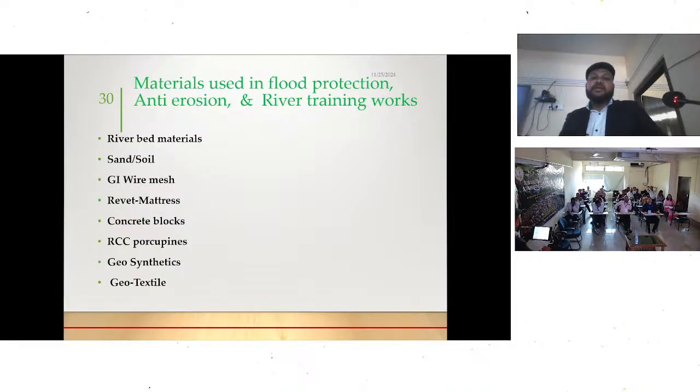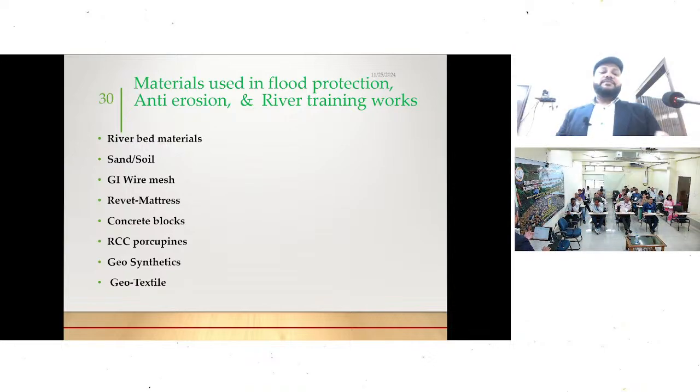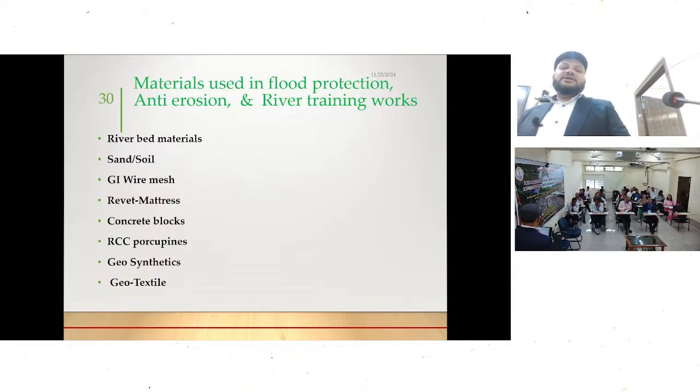Material used in flood protection and erosion works. First is riverbed material. That's why wire crates, gabions, are very good, because we use riverbed materials. It is mainly used in hilly and mountainous regions: sand, soil, GI wire mesh, rivet materials, concrete blocks. We have recently put concrete blocks in Kamalabari Ghat, because there, boat anchors used to turn the geobags, so we put RCC concrete blocks. It serves the purpose.